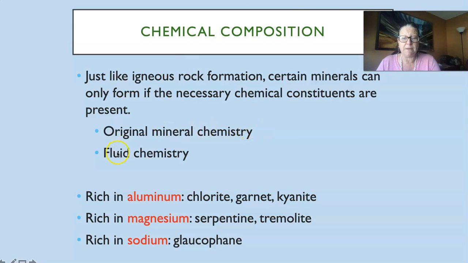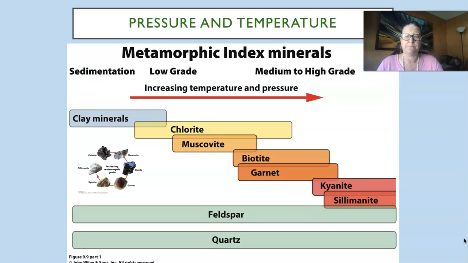So the original mineral chemistry is very important. What rock did you start with? And then fluids that might be involved in the metamorphic process are also going to contribute. So if you have a chemistry that's rich in aluminum, you're going to produce chlorite, garnet, or kyanite. If you have fluids or a mineral chemistry rich in magnesium, you're going to get serpentine and tremolite. And if you have compositions rich in sodium, you'll get glaucophane. Now, all of these are the minerals you're looking at this week in lab, and so this discussion is pretty much connected to your lab.